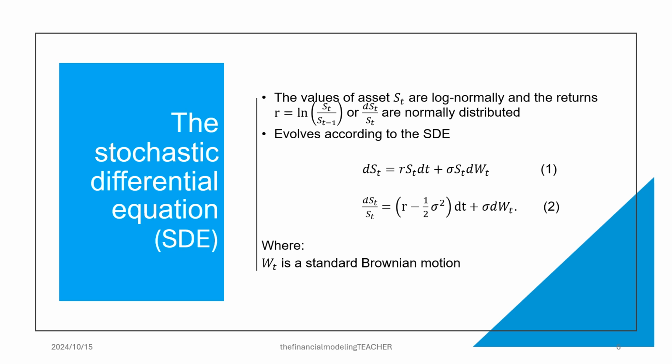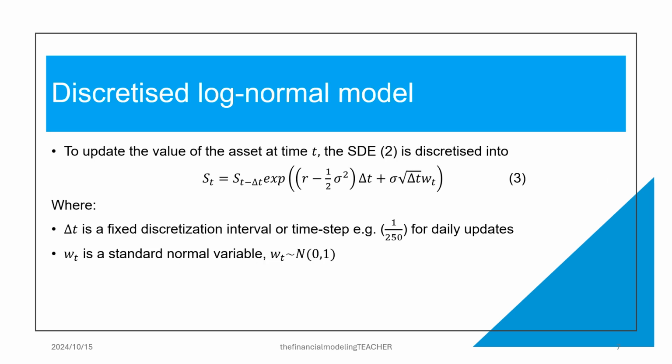Now when we divide this equation 1 by St, both the right and left side will end up with just r dt plus sigma dW. Now we further adjust the r with that half sigma squared, so that the next step will be a discretized version of that SDE 2.